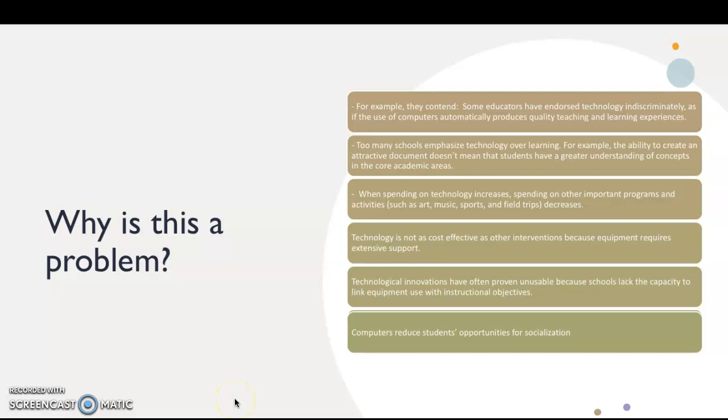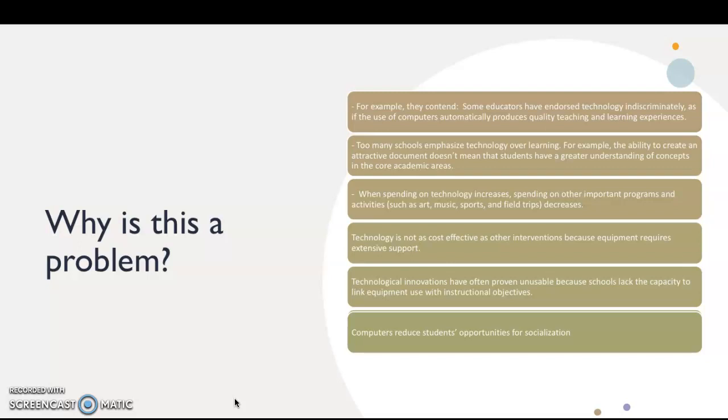You may ask, why is this a problem? Well, for example, they contend some educators have endorsed technology indiscriminatively, as if the use of computers automatically produces quality teaching and learning experiences. Too many schools emphasize technology over learning. For example, the ability to create an attractive document doesn't mean that students have a greater understanding of concepts in the core academic areas. When spending money on technology increases, spending on other important programs and activities such as art, music, sports, and field trips decreases.